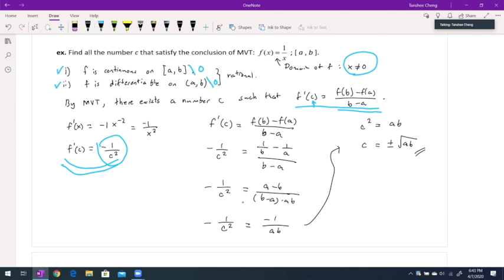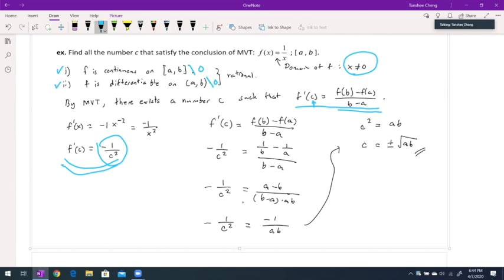Simplifying it, multiply top and bottom by a minus b. That will give me a minus b over b minus a times ab. Allow me to simplify that, so now I get negative 1 over ab on the right hand side. So cross multiply, and divide by negative on both sides. I got c squared is equal to ab. So my c is equal to plus or minus the square root of ab.